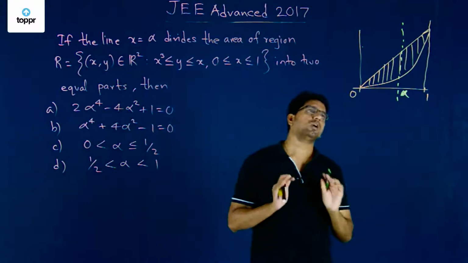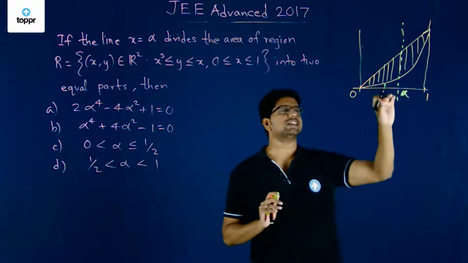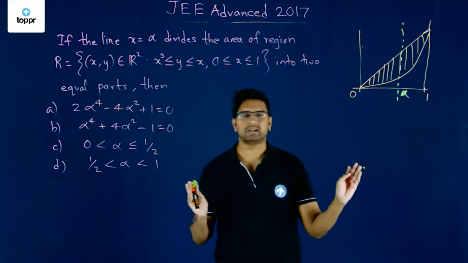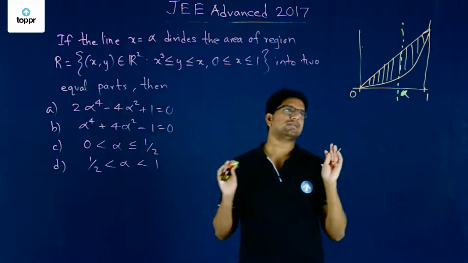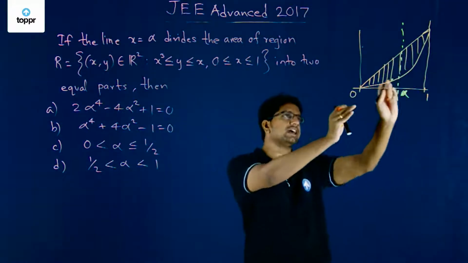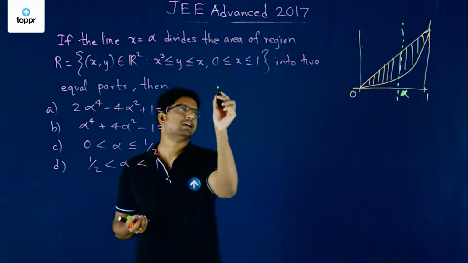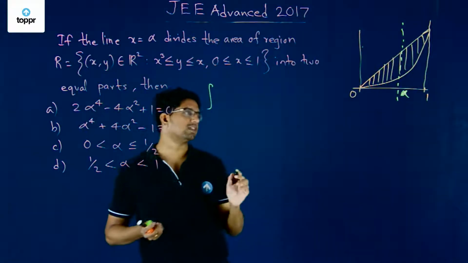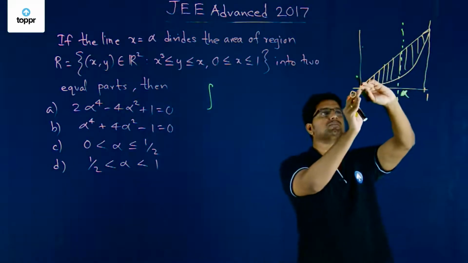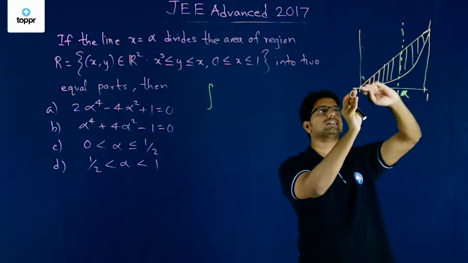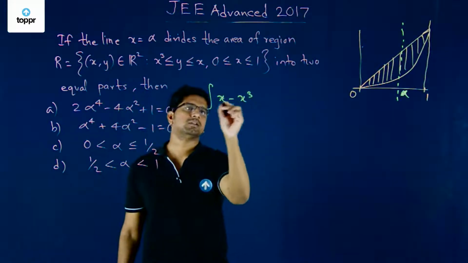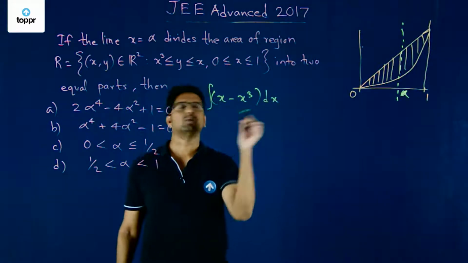We don't know exactly what is the value of alpha. But what we know is that it is such a line so that the area is getting divided into equal parts. So how can we write down the area in terms of the integral? It's very simple. It is nothing but the integral of the difference in the areas bounded by the function y is equal to x and y is equal to x cube. So it is x minus x cube dx.